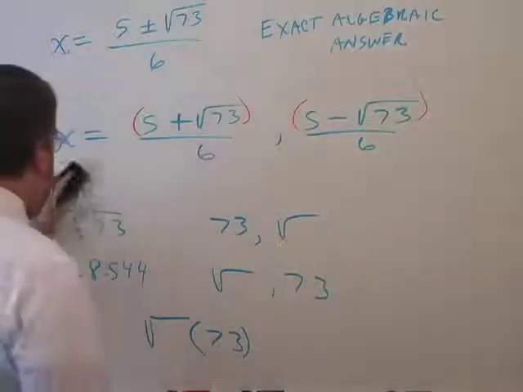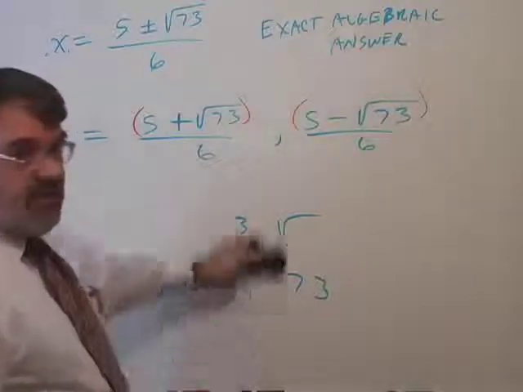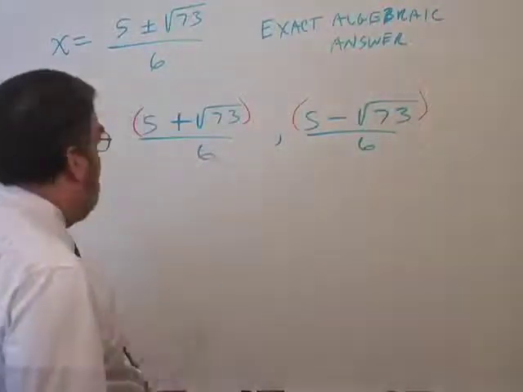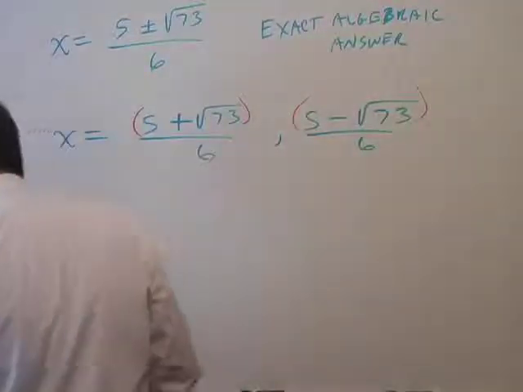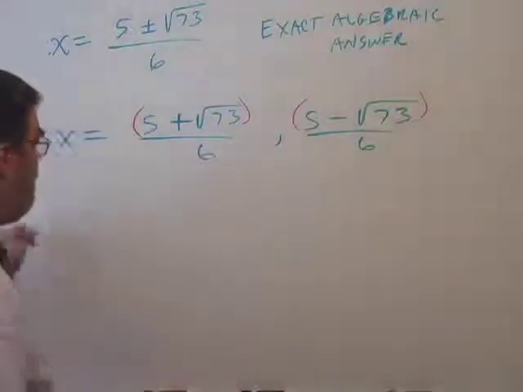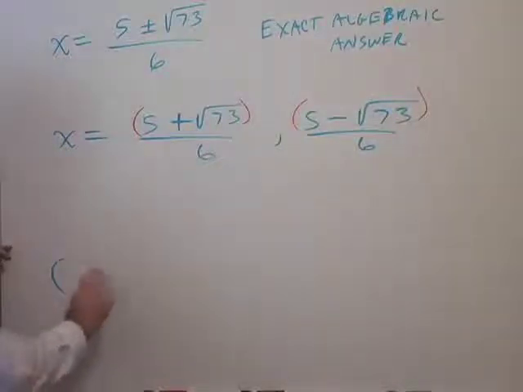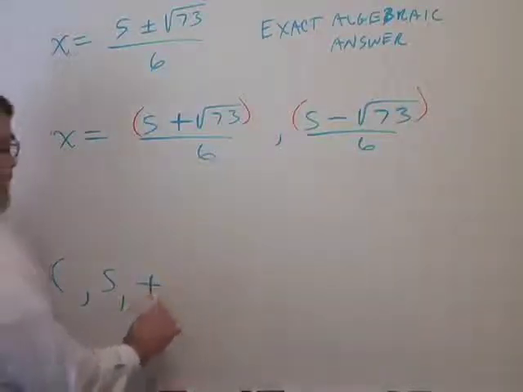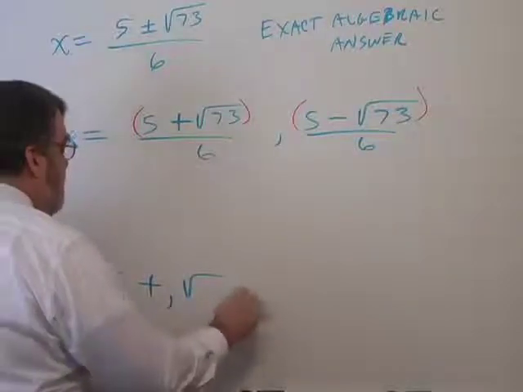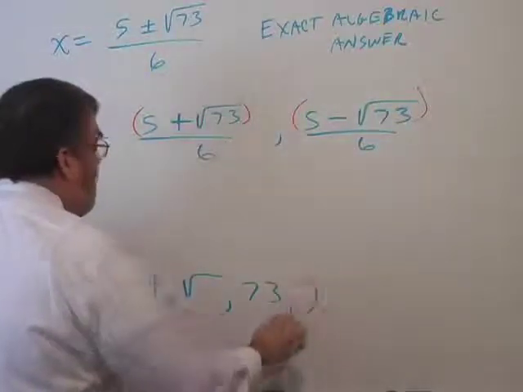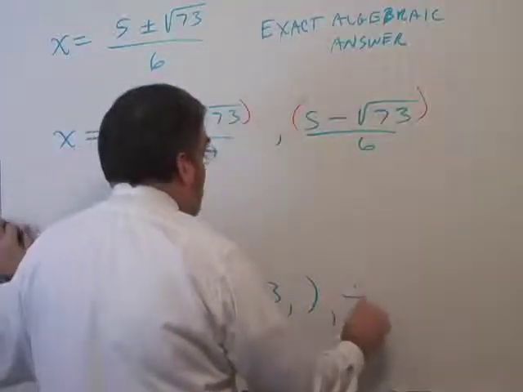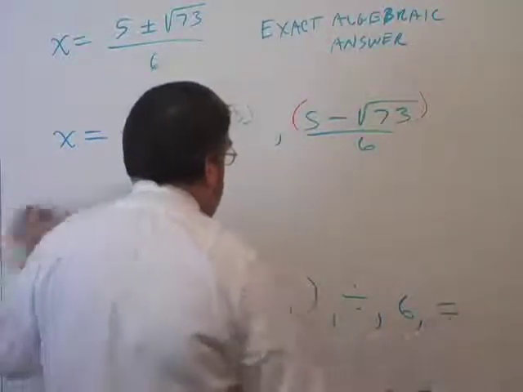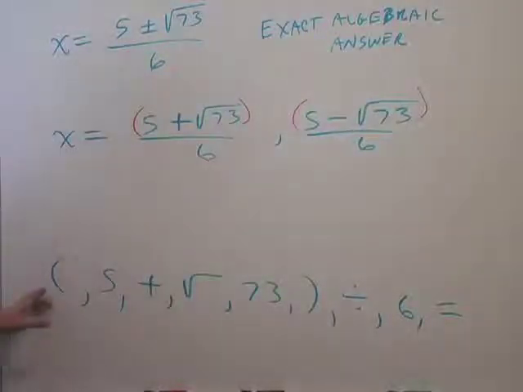All right, I'm going to calculate this, and you should try this to make sure you get my answers. Here's how I'm going to punch it on mine. I'm going to type in left parentheses, 5. I'm not typing in commas, that's just to separate these. Left parentheses, 5, plus, the square root button, 73, right parentheses, divide by 6, and then hit equal. So on my calculator, that's the sequence, and that will work on many of yours.